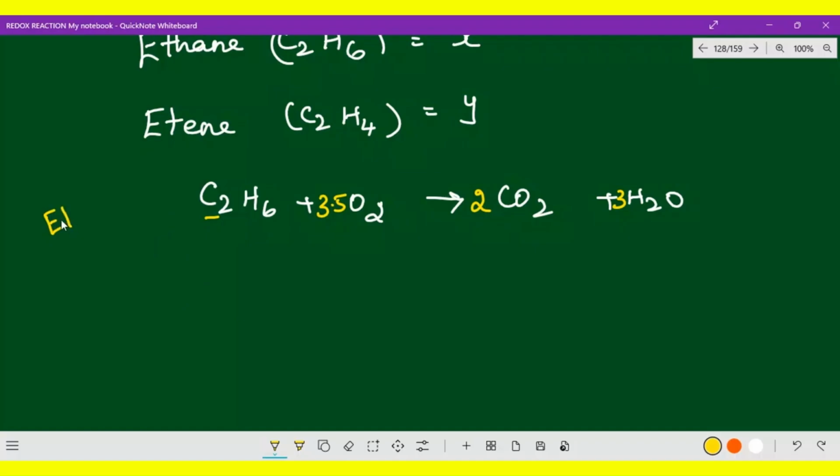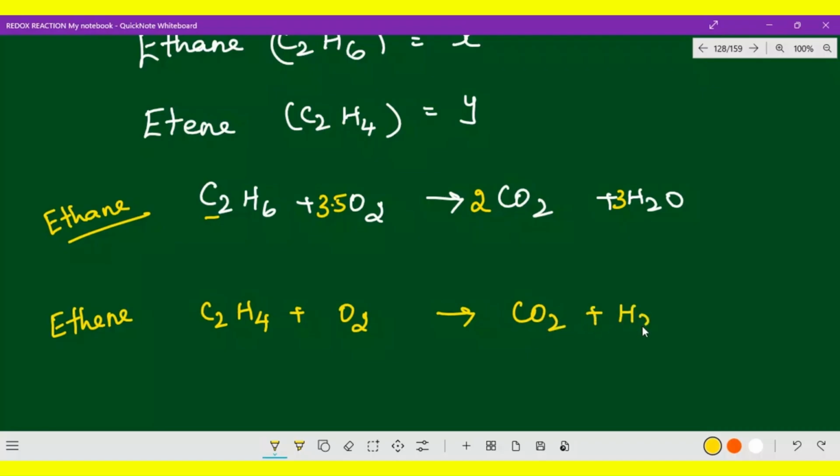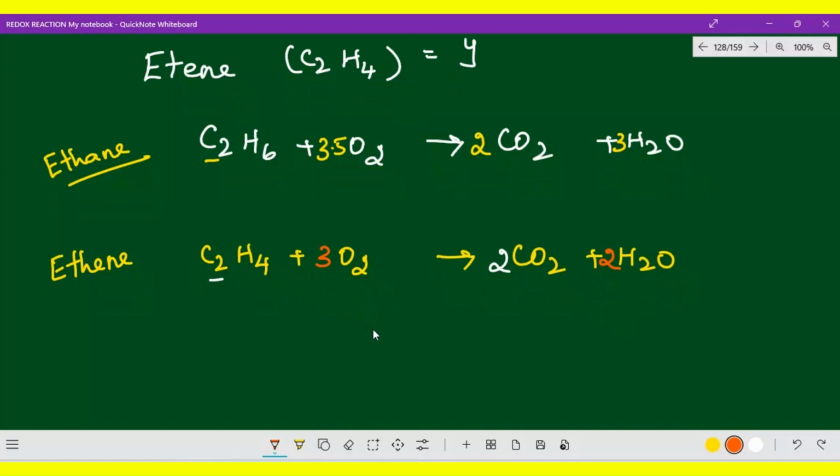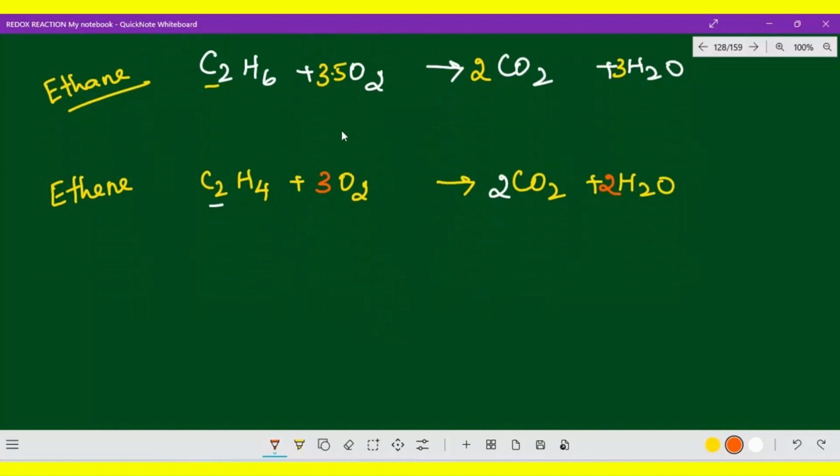This is ethane, and the same way ethene. C2H4 plus oxygen, you will get how much? CO2 plus H2O. This also gives CO2 and H2O, balanced the same way. 2 CO2, and here oxygen 3, and here 2 H2O. Hydrogen 2, oxygen here 4 plus 2, 6. Yes, we got it. Right, now let us check the total moles of oxygen consumed for both the reactions.